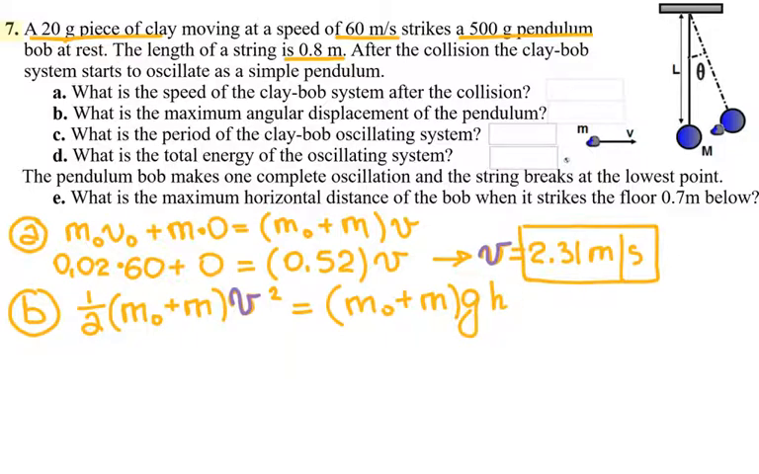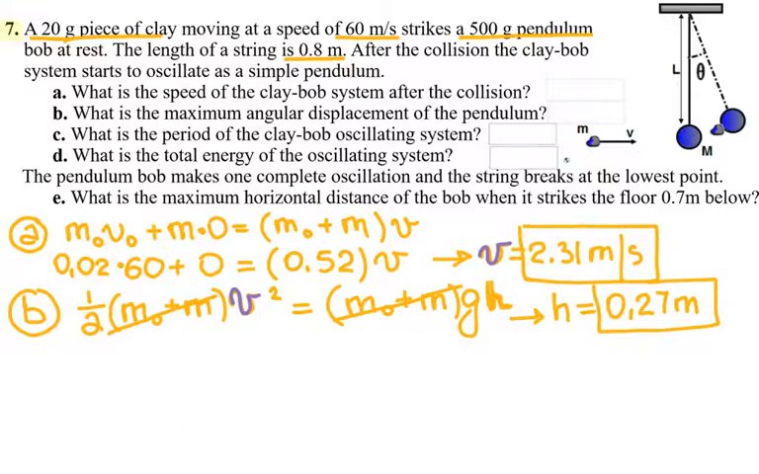And they ask, what is the maximum angular displacement? So if I find h, I can talk about the angular displacement. So the masses can be canceled from both sides. And then if I solve for h, I will get h is equal to 0.27 meters. So 0.27 meters.